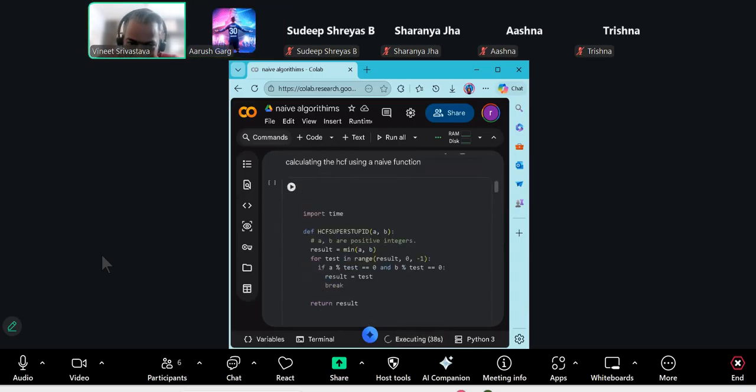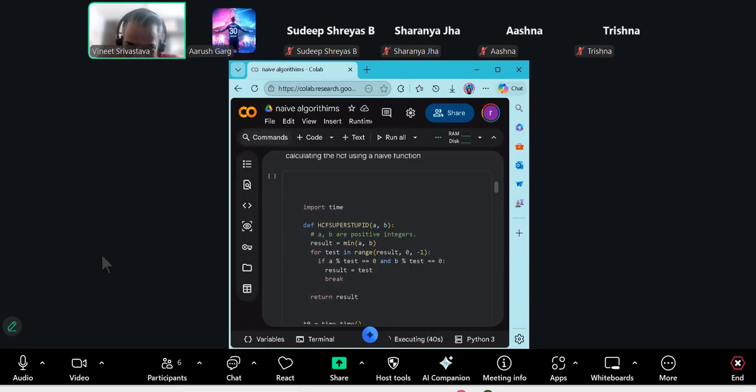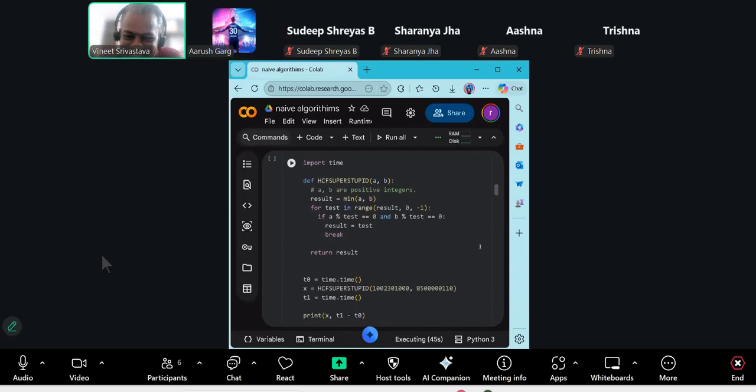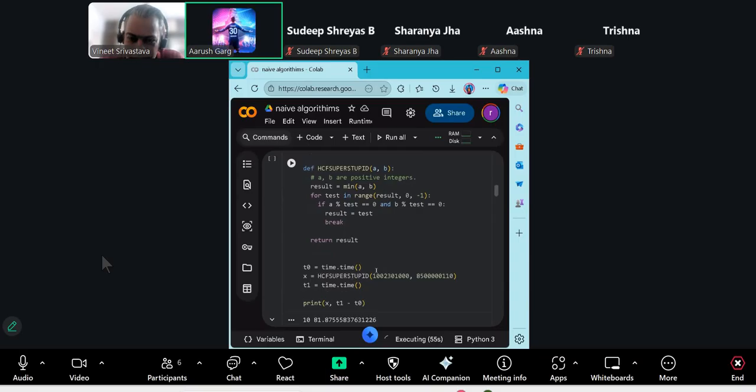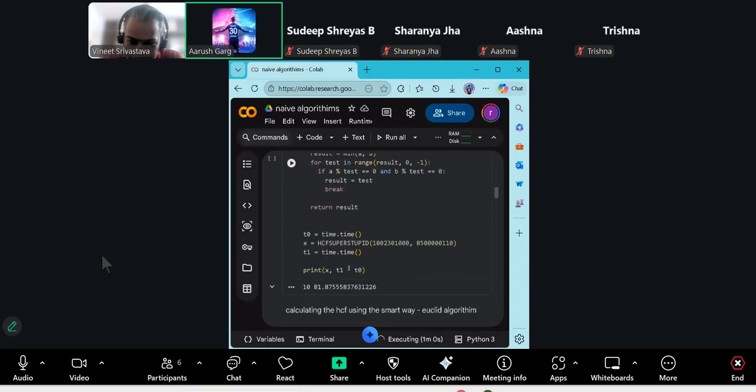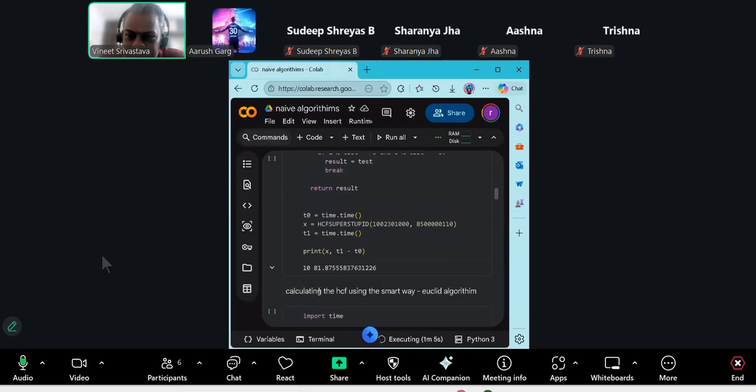So now we're calculating the HCF using a naive function, which is the HCF super stupid one. It starts from the smaller of the two numbers and works downwards, checking each number to see if it divides both. It eventually finds the largest common divisor, and it is really slow for large numbers. So see, in the last thing I did with these two numbers, the time taken was 81 seconds. It's almost 1.5 minutes, right?